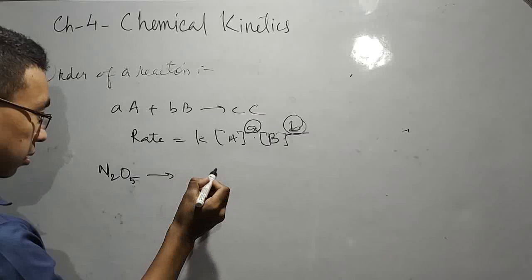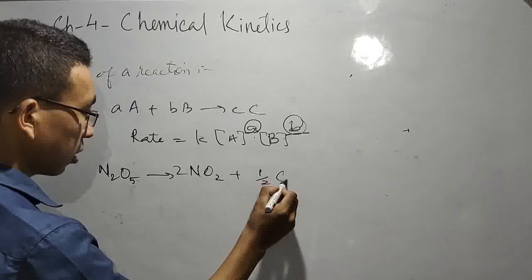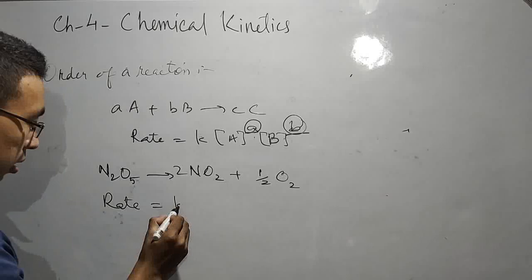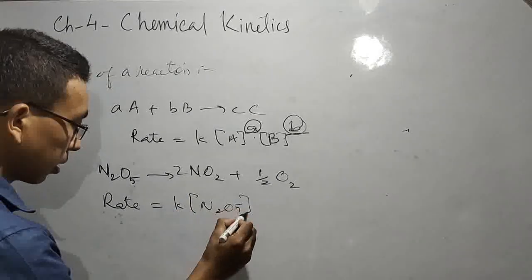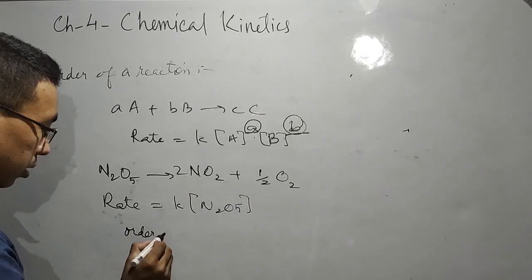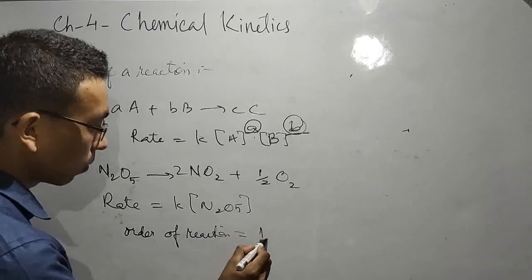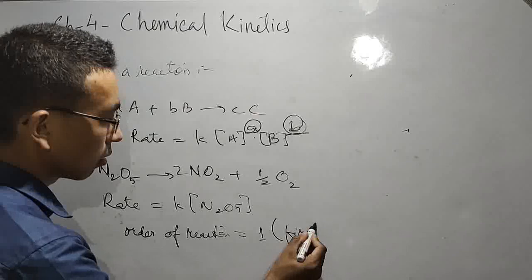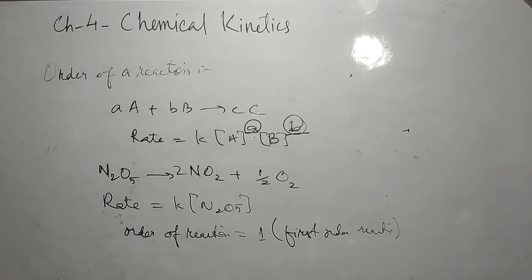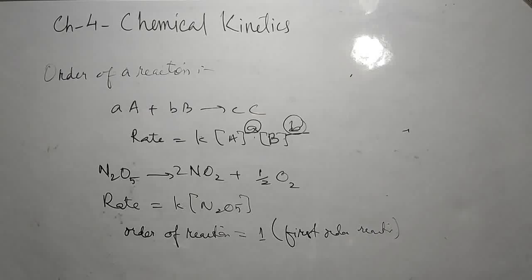N2O5 gives NO2 plus O2. Here the rate is like this, K[N2O5], isn't it? Now the power is 1. So here the order of reaction is 1, and this one we call a first order reaction. Then if the order of reaction is 2, we call it a second order reaction, and so on.